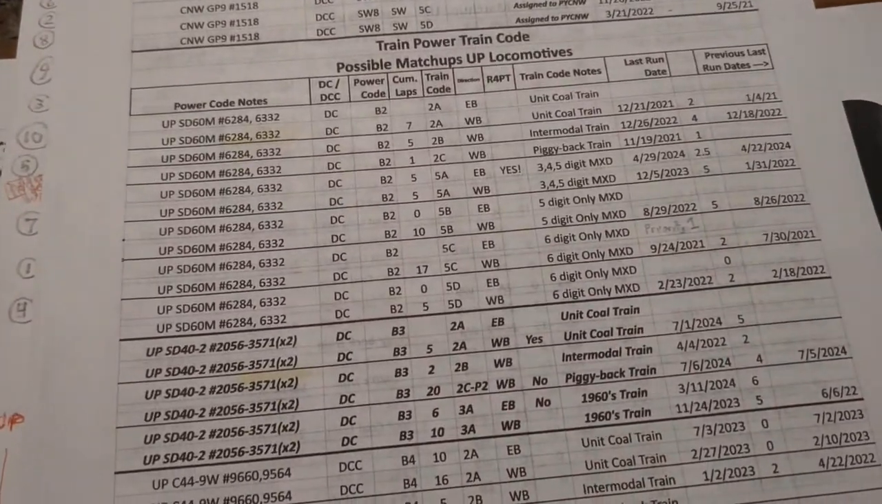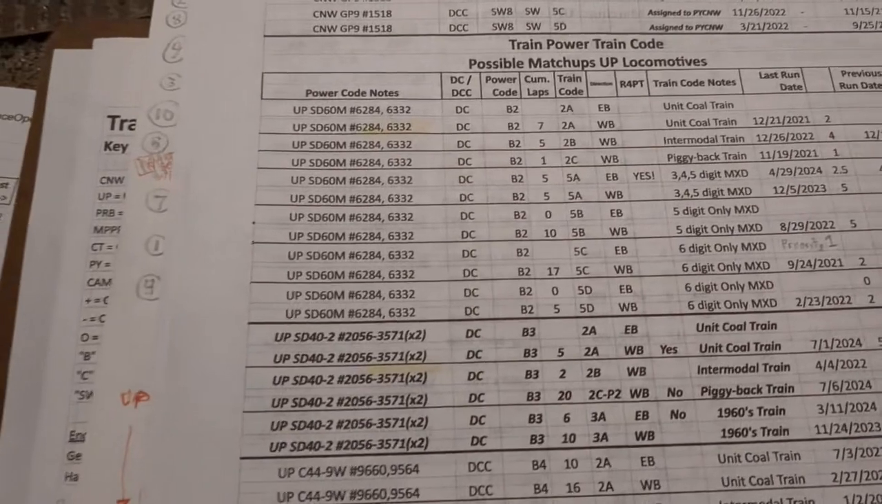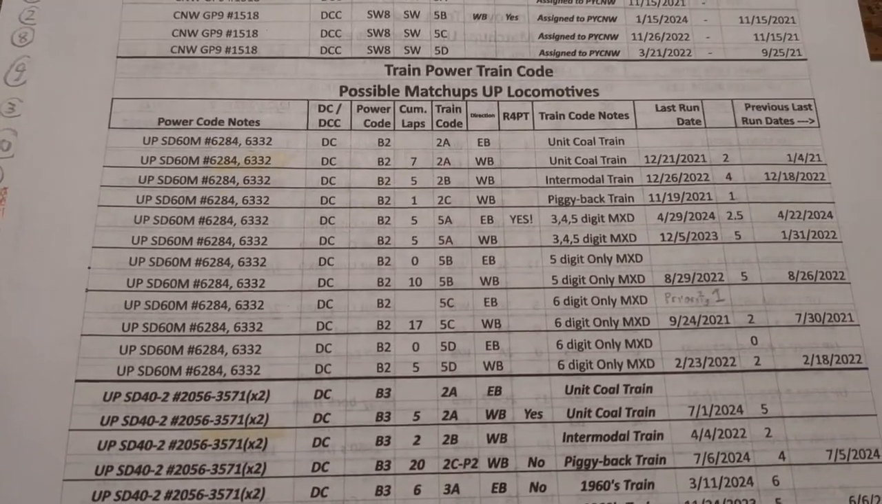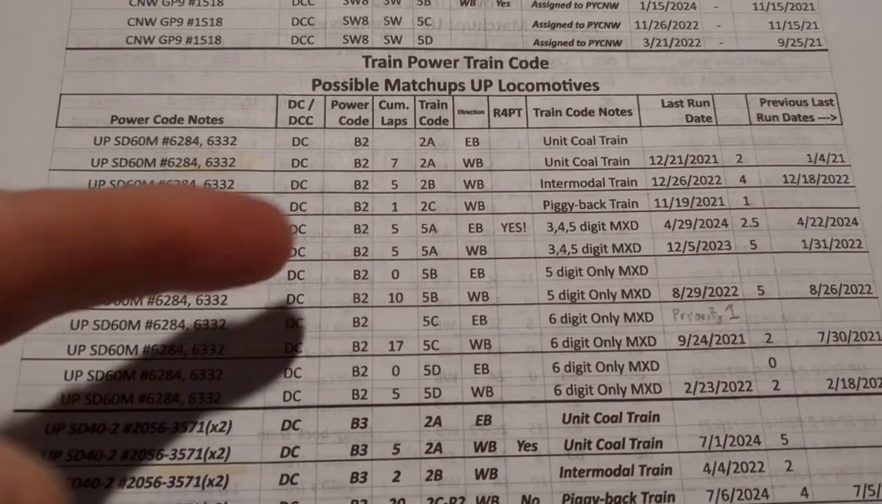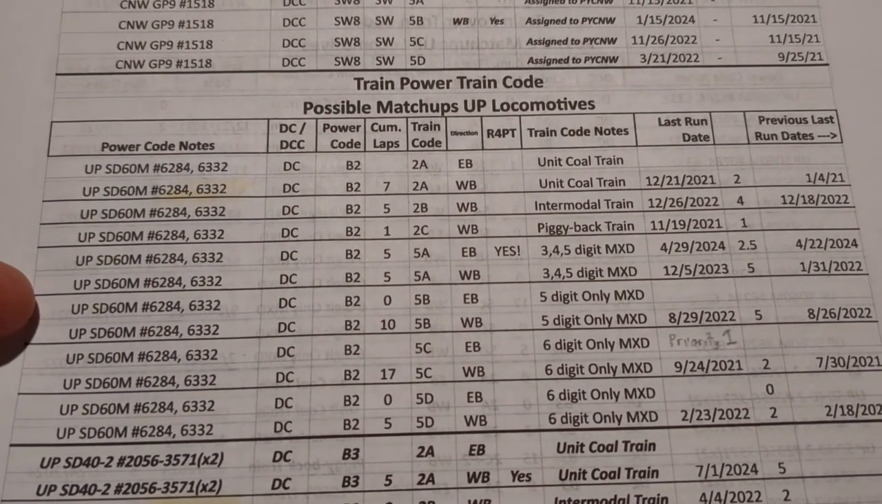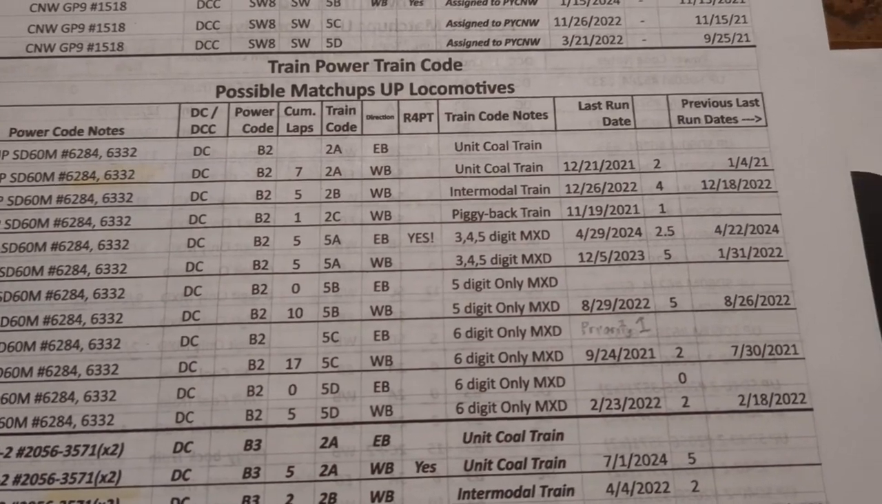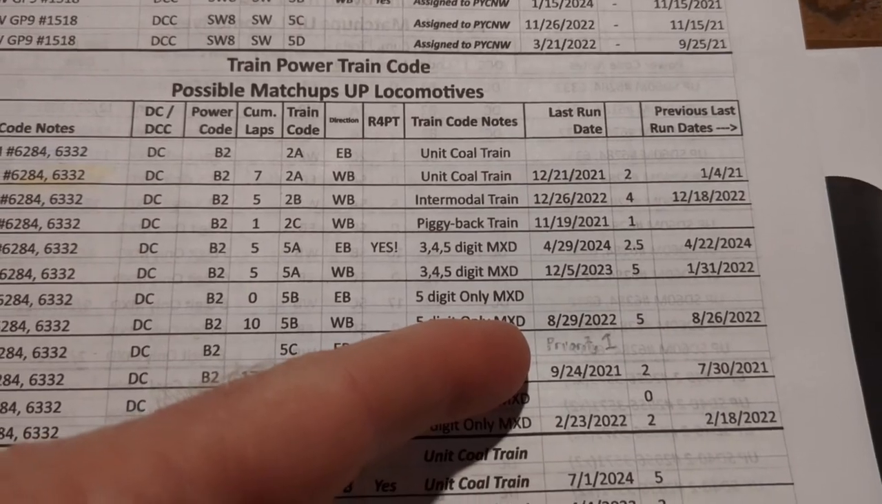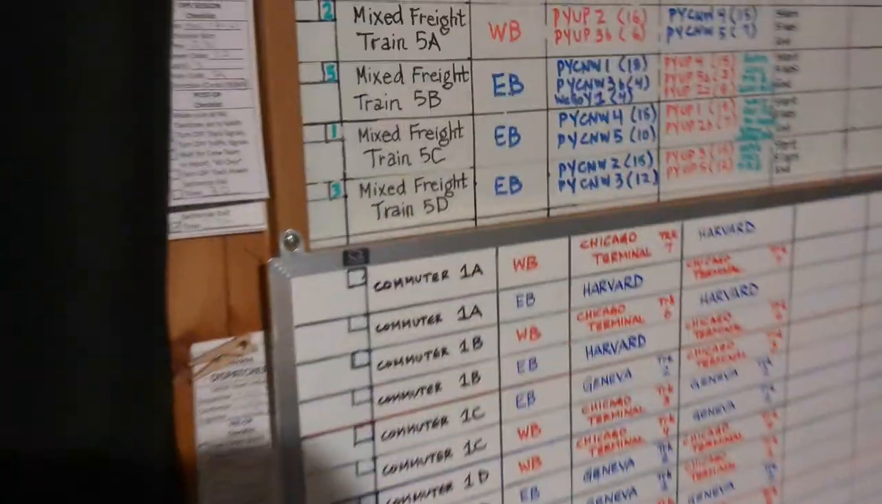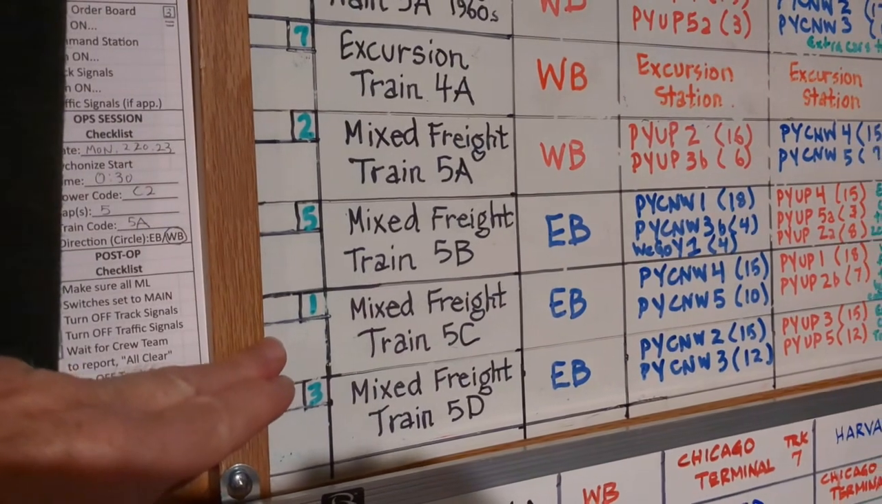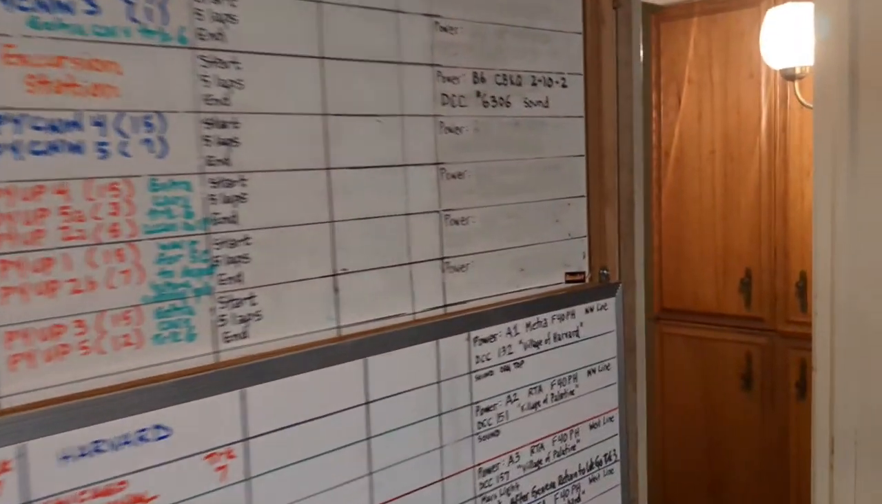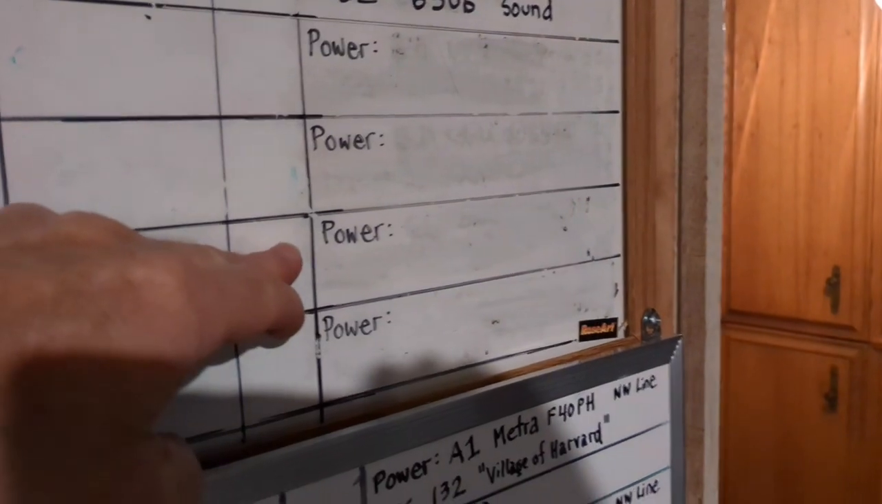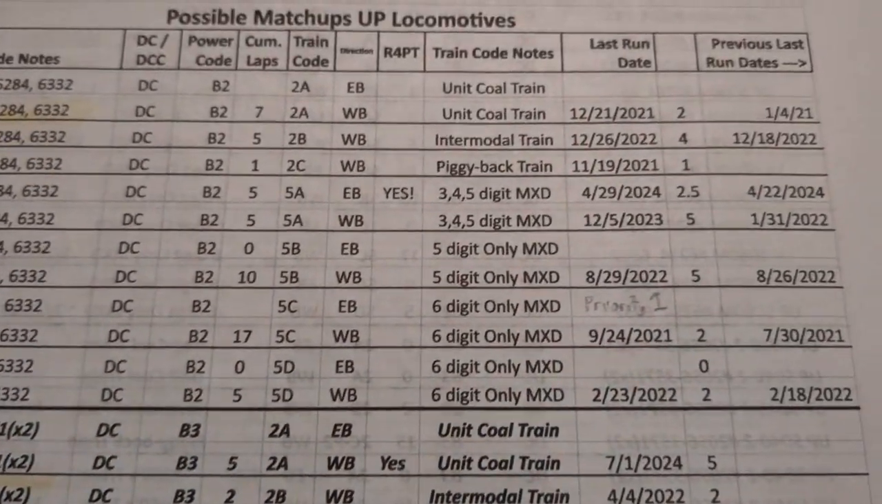All right, so the way I do that is I have all my locomotives matched up to a train here. So over here is the B2s, which is my SD60Ms. And right here I have assigned priority 1 to that train. So over here on the train order board, priority 1 is mixed freight 5C. And I will assign that power right here. I will show you that. I'll write that up. That is written right here, priority 1, because that is an opening.